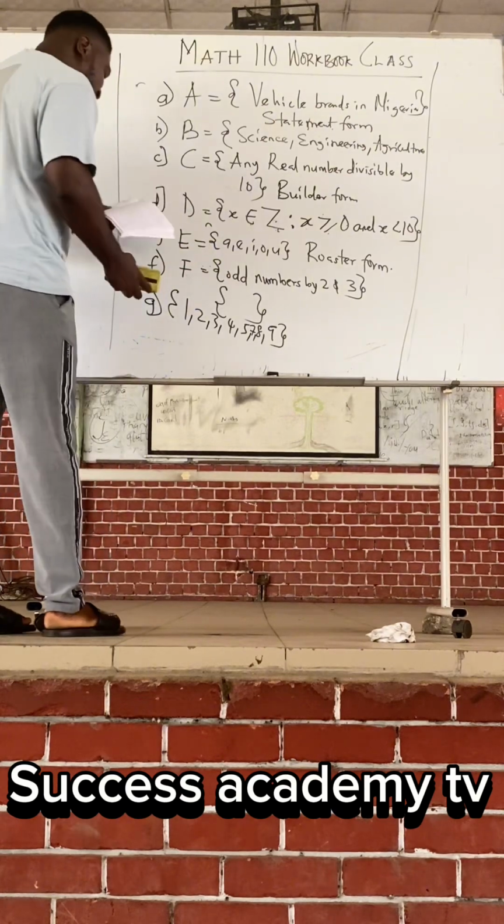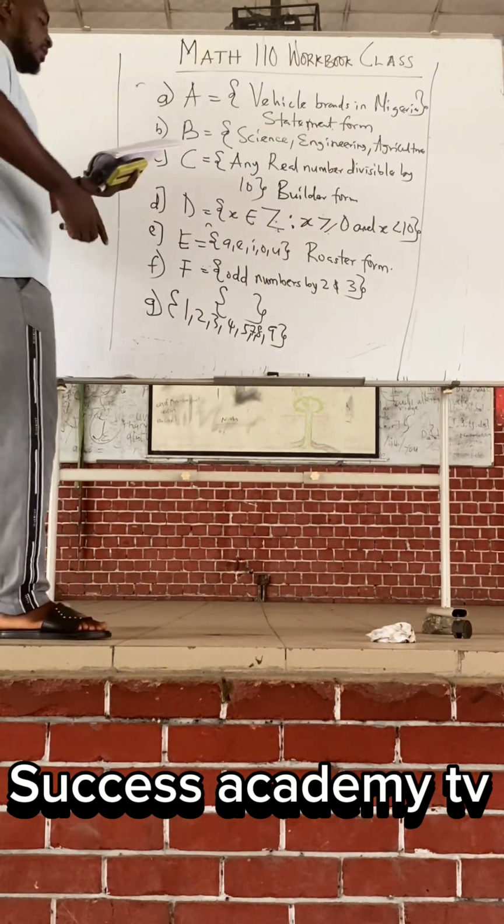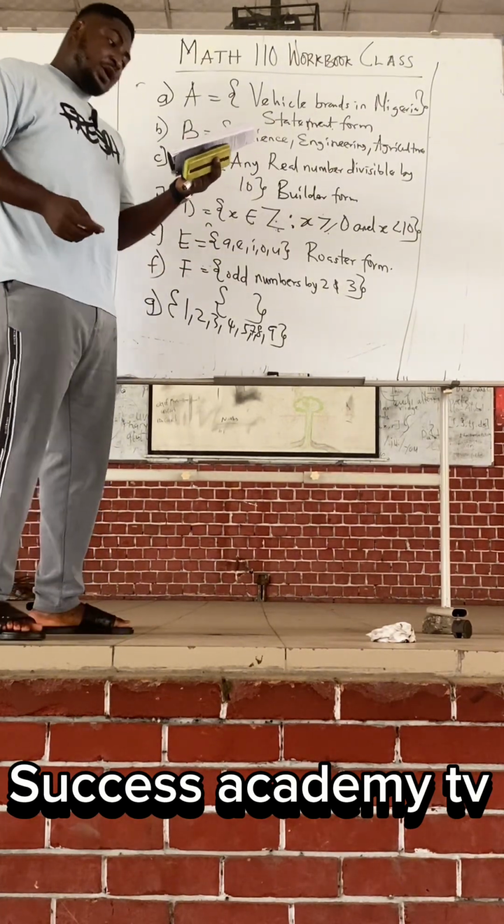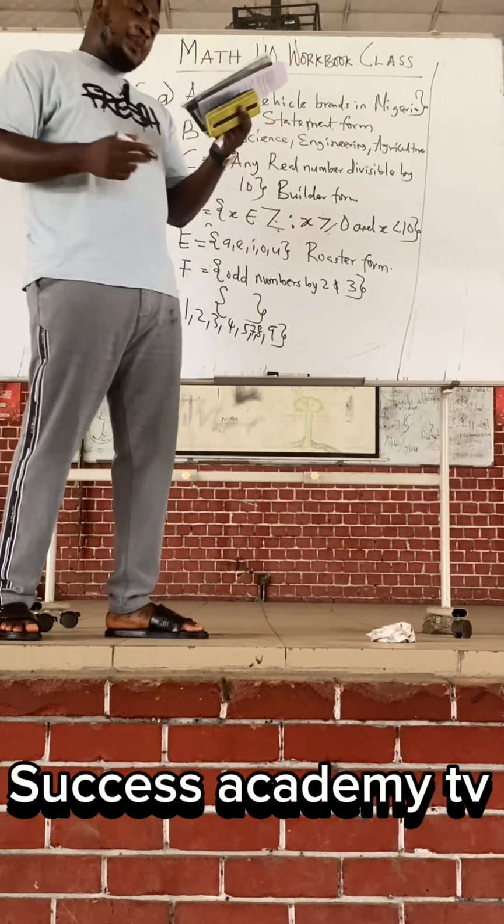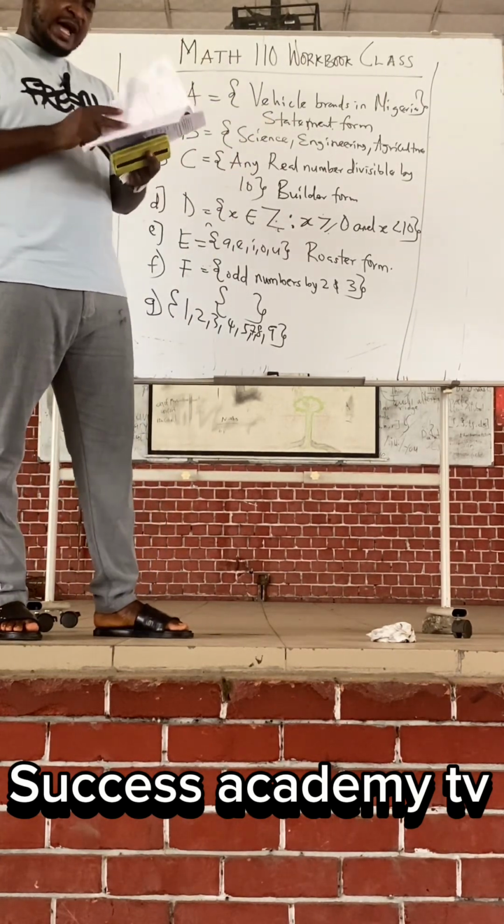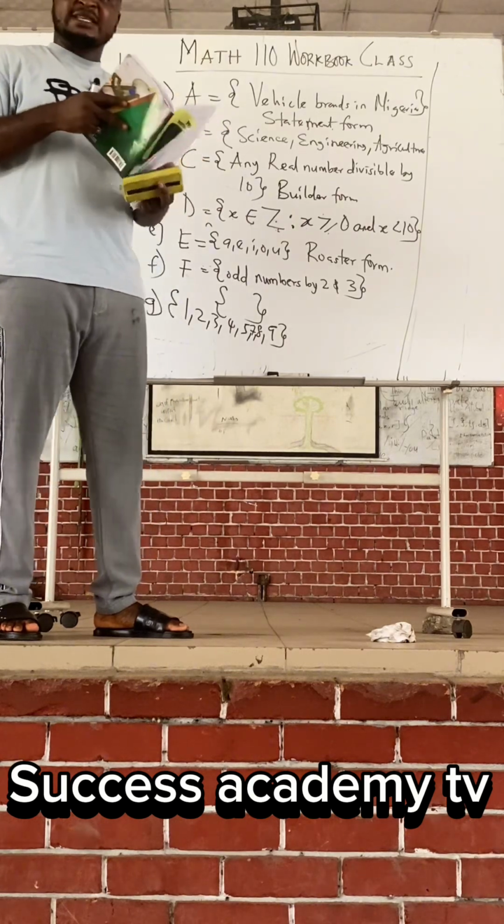Let's look at I. State deputy governors in Nigeria: statement. J. All prime numbers divisible by 2: builder. All prime numbers divisible by 3: builder form.